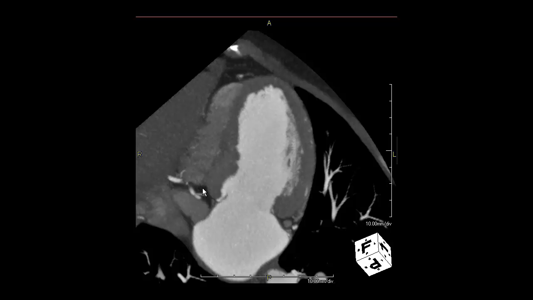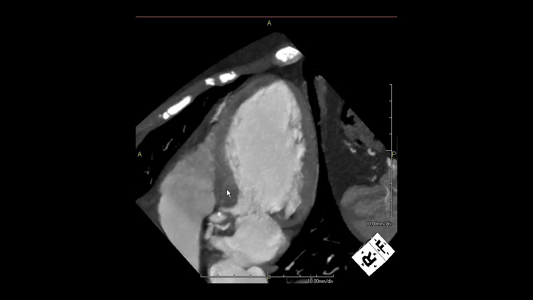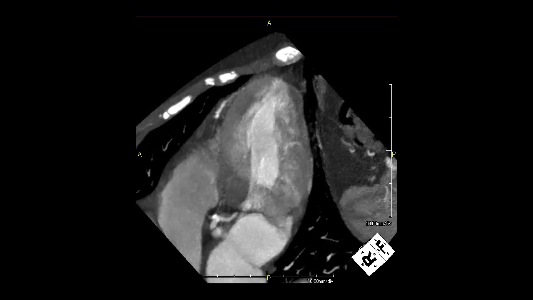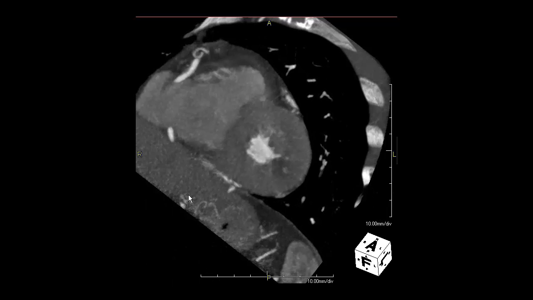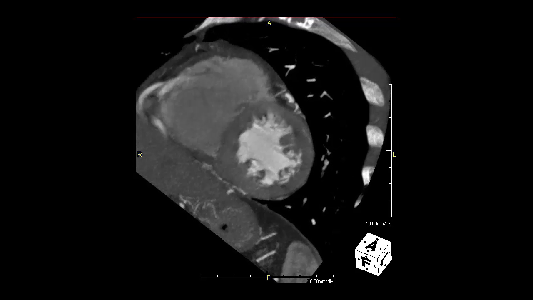This is a horizontal long axis view, and we can start this in motion. Appears to be quite normal to hyperdynamic function in the septal wall, apex, and lateral wall. We move then to the vertical long axis view, again demonstrating excellent function in the anterior wall, apex, and inferior wall. Finally, we can return to a short axis view, demonstrating again excellent function, normal left ventricular chamber size, septal wall, anterior wall, lateral wall, and inferior wall.